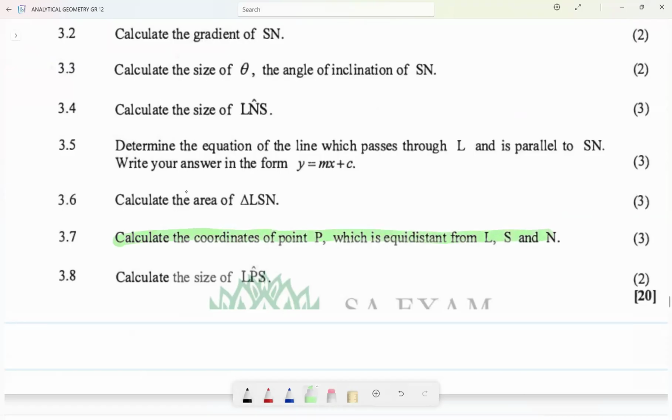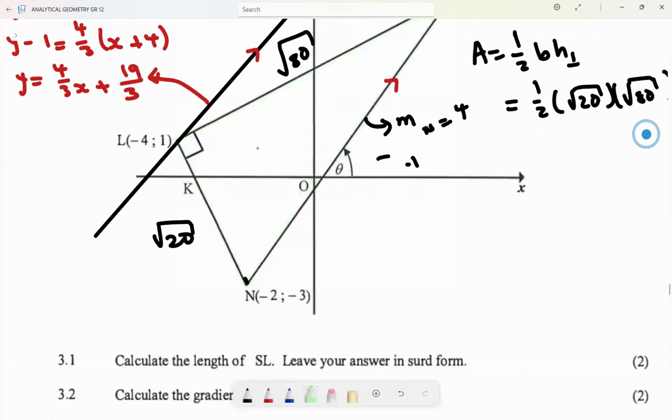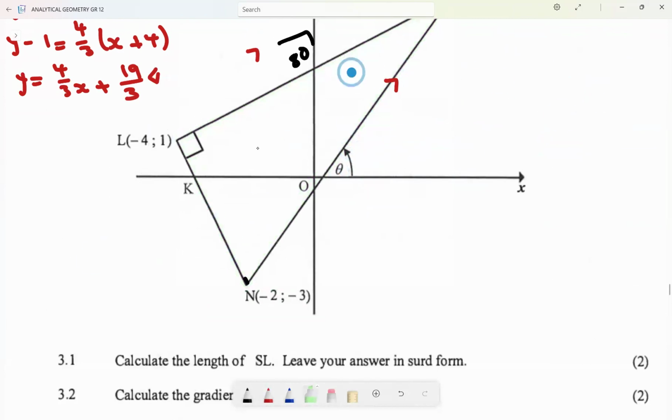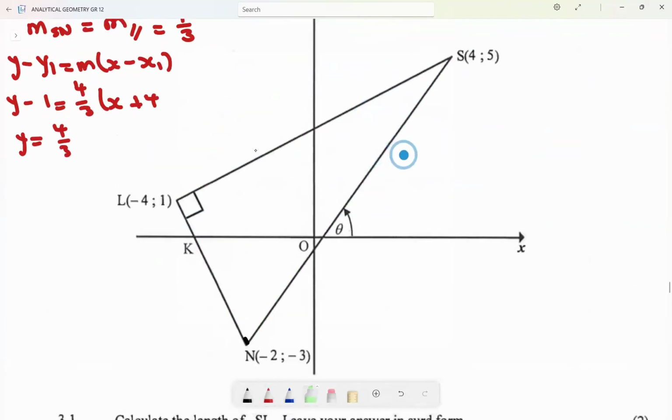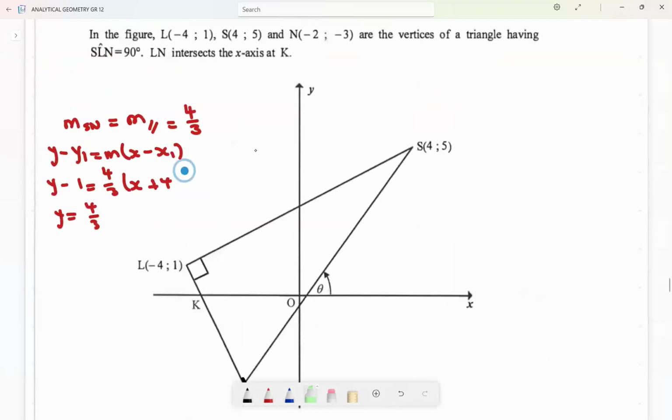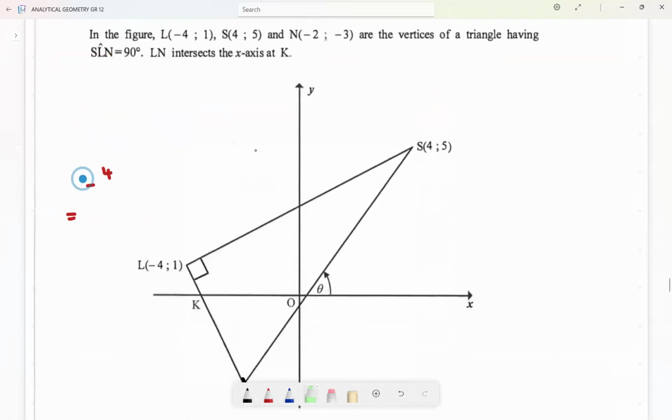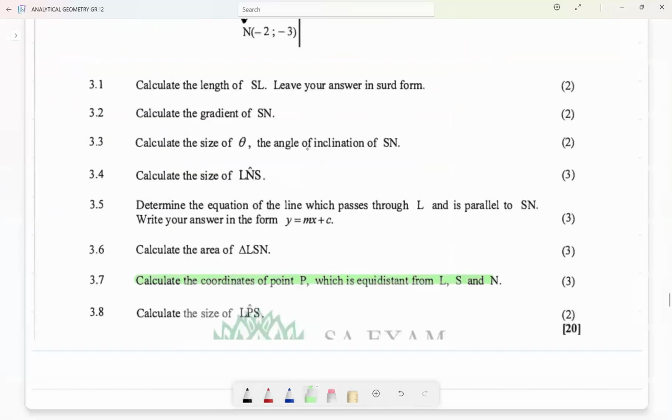Calculate the coordinate of P, which is equidistant. You need to understand what exactly equidistant means. What does equidistant mean? Where is that point? P. Let me remove all the mess. Sometimes we need a fresh sketch so that we understand exactly what we are doing. So let me erase this. Where is P? Calculate the coordinates of P, which is equidistant from L, S, and N.